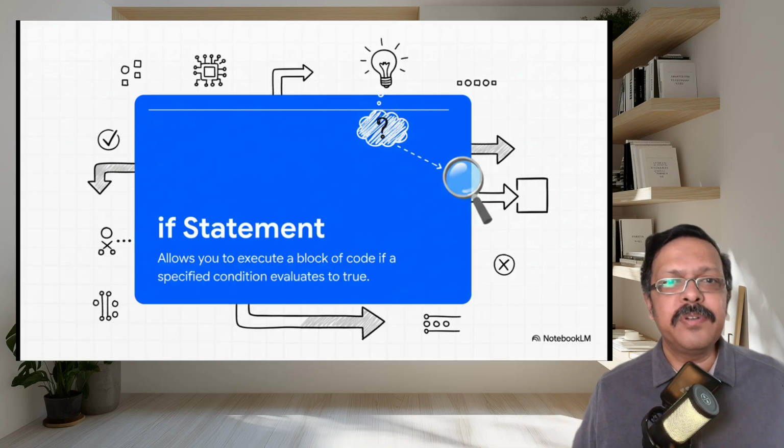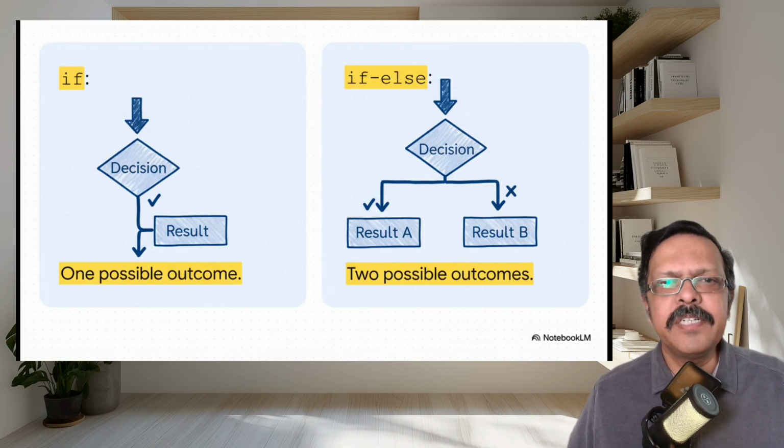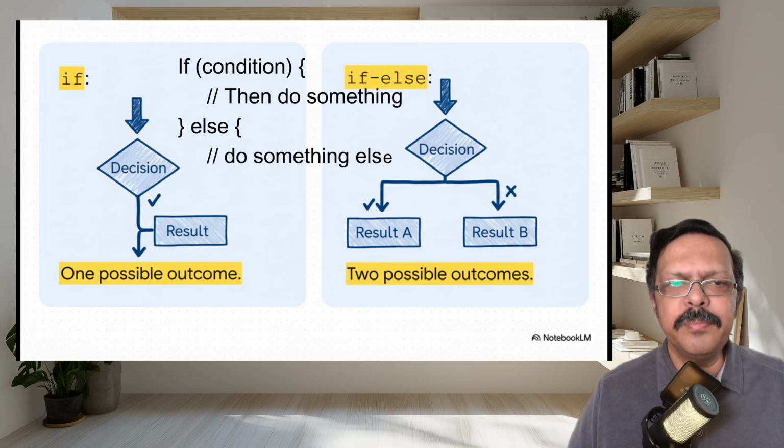But life isn't always one directional, right? Sometimes if the if condition isn't met, you need an alternative. That's where if else comes in. So if this is true, let's do this, do A. Otherwise, do B. Now your program has a fallback. If the first condition is not met, it can do B.